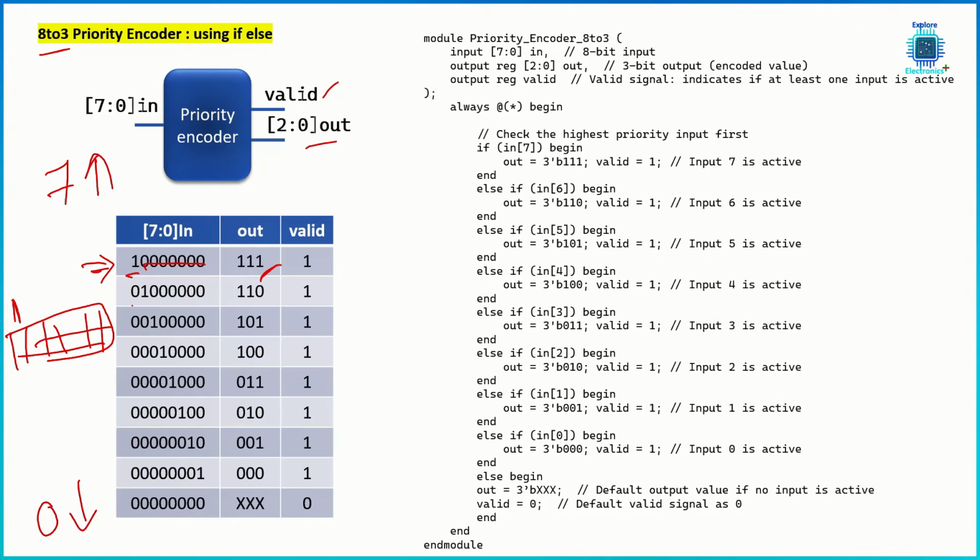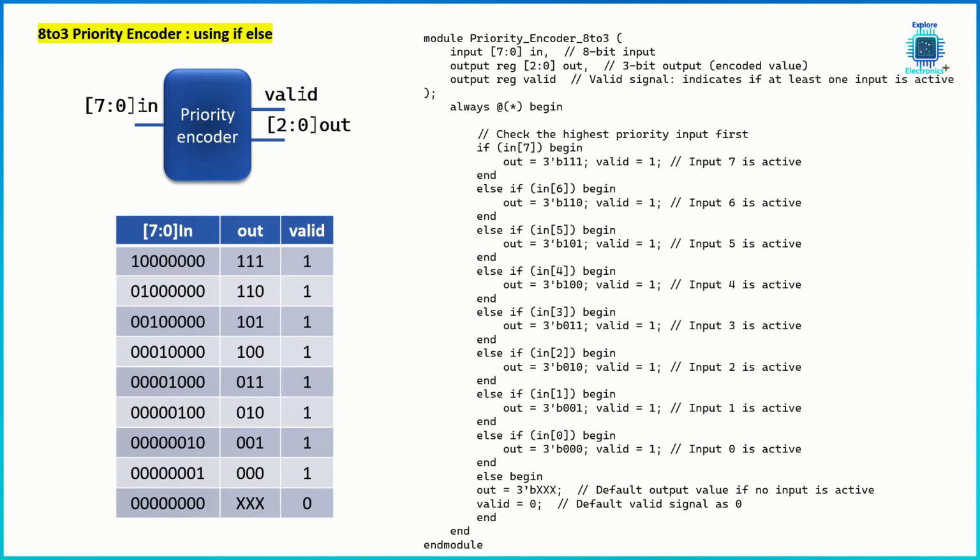Suppose the MSB is 0, then we need to look at the second highest priority, that is the 6th bit. If this is 1, and all other lower bits can be treated as 0, it will be encoded to 110.